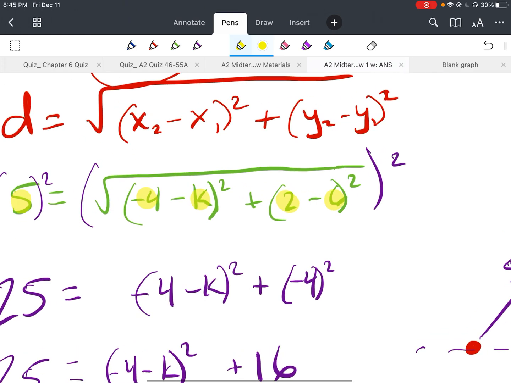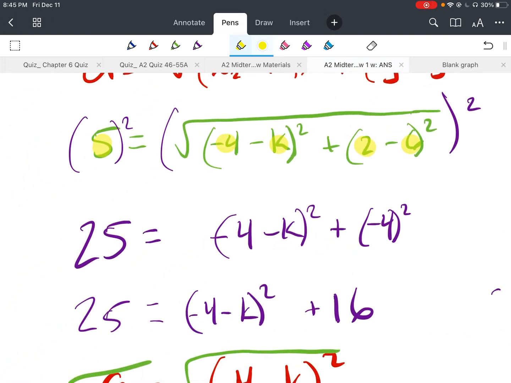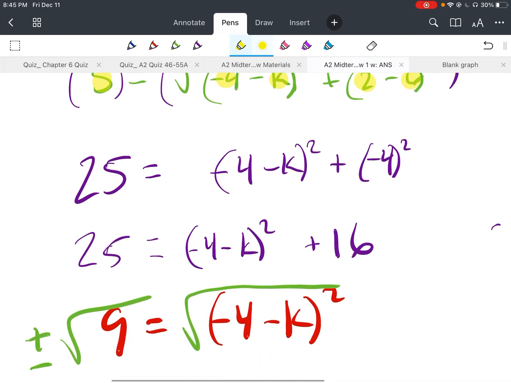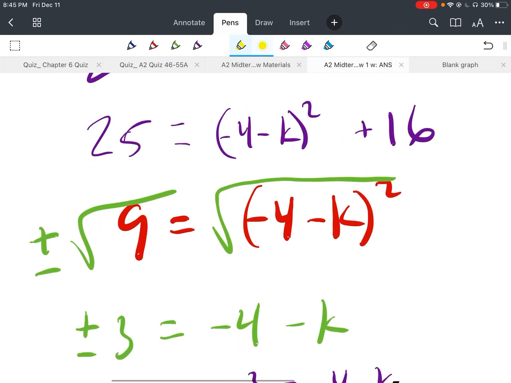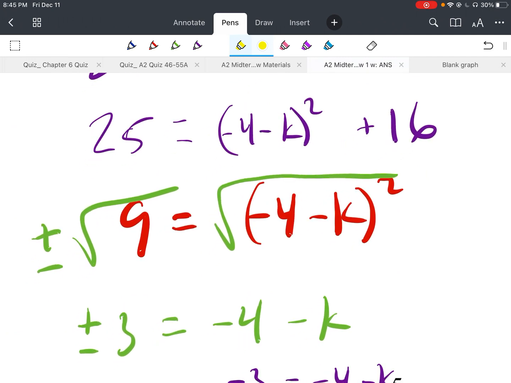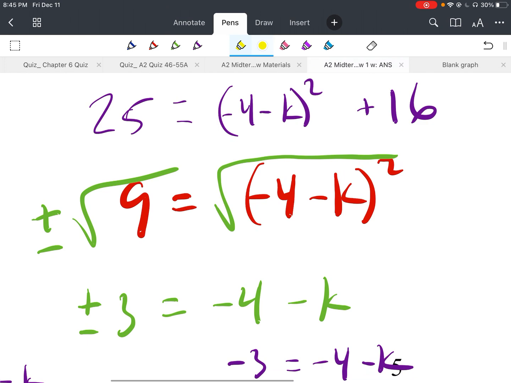Now let's break it down. How do you undo square root? With a square. Square both sides. 25 equals all that mess. Now break it down a little further. -4 squared becomes 16. Awesome. And I just left this thing alone. I'm trying to get k by itself here. So now move 16 over, subtract 16 from both sides, I got 9.